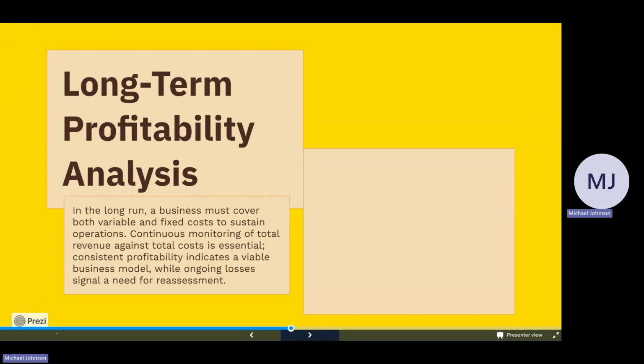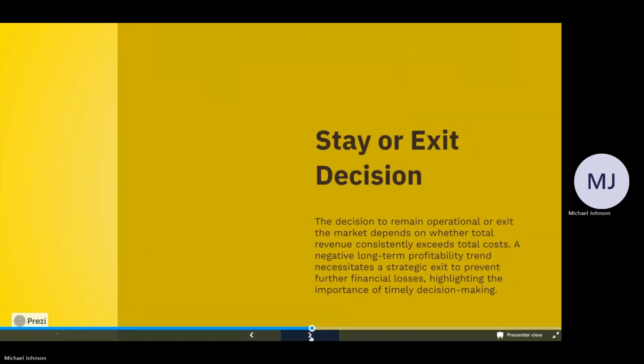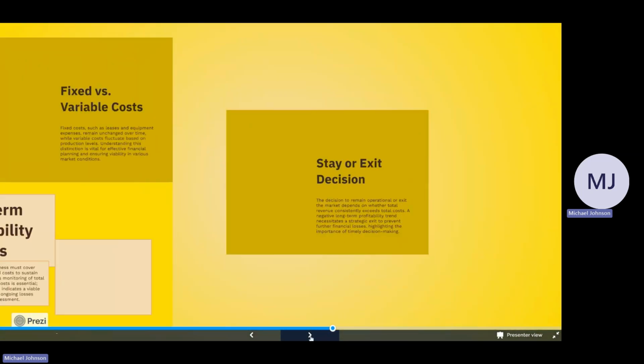In the long run, a business must cover both variable and fixed costs to sustain operations. Continuous monitoring of total revenue against total costs is essential. Consistent profitability indicates a viable business model, while ongoing losses signal a need for reassessment. The decision to remain operational or exit the market depends on whether total revenue consistently exceeds total costs. A negative long-term profitability trend necessitates a strategic exit to prevent further financial losses, highlighting the importance of timely decision-making.